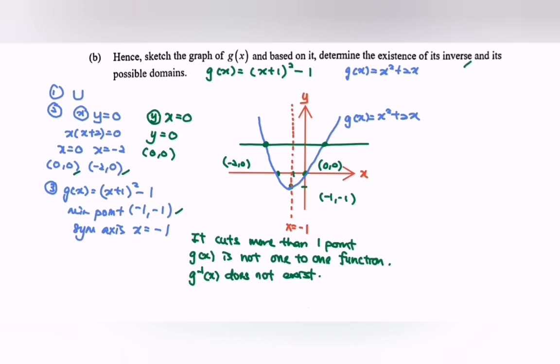Then state the domain so that the function becomes 1 to 1. We have 2 answers. The domain for g refers to the symmetrical axis, preferring the right hand side. So the domain will be negative 1 until positive infinity. Or the domain would be the left hand side, negative infinity until negative 1. So I prefer the right hand side.